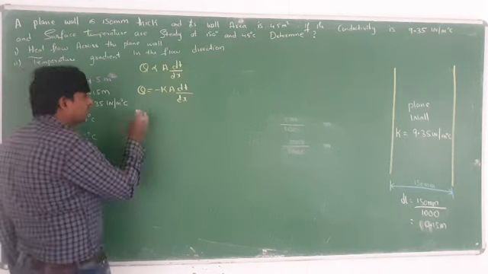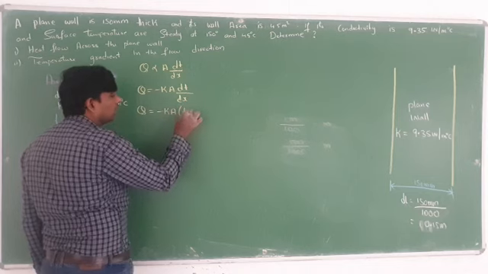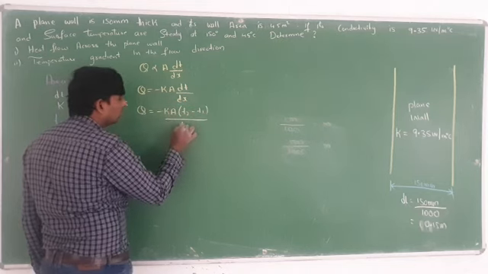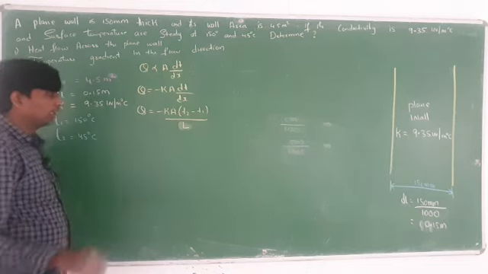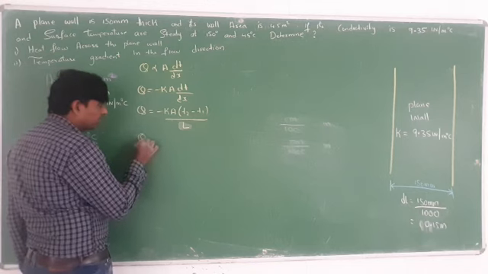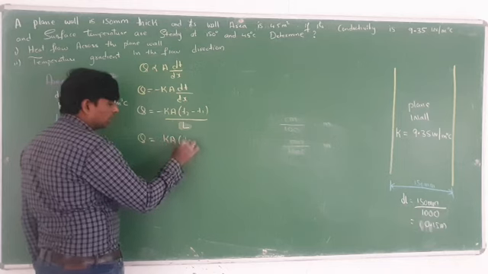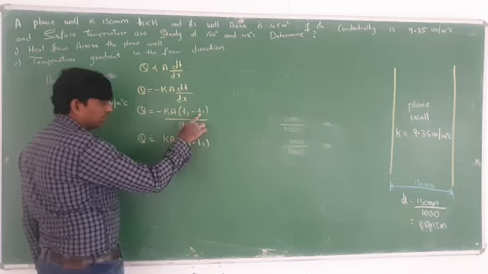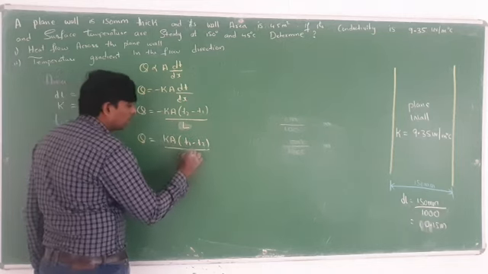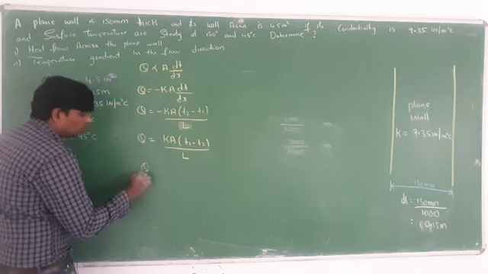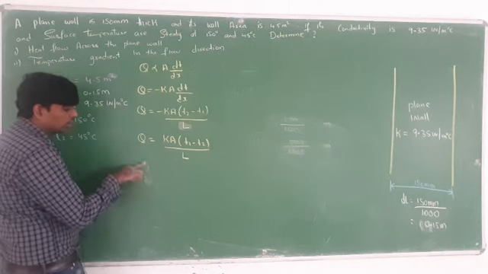After that, let Q be equal to minus K as it is, and dT can be written as T2 minus T1, by dx, or dl, or normally you can write it as L, it's up to you. Then Q equals K A, and T1 minus T2 by L, since minus T1 becomes positive and T2 becomes negative. Then Q by A: area is given, so no need to send it to the other side, let it be.